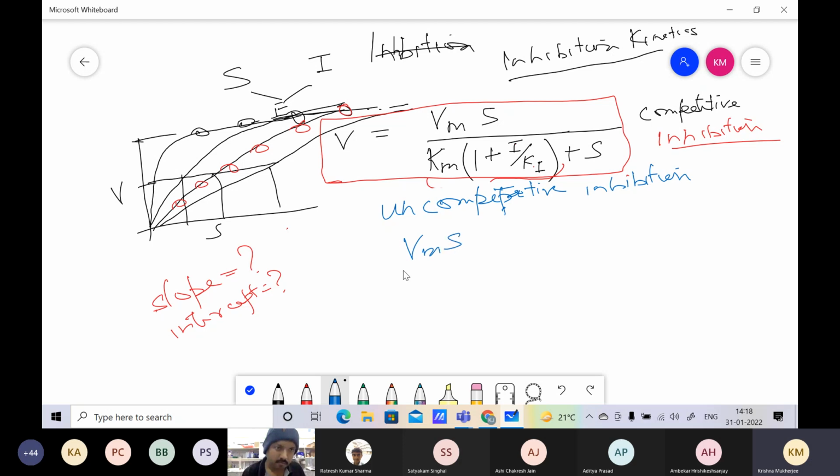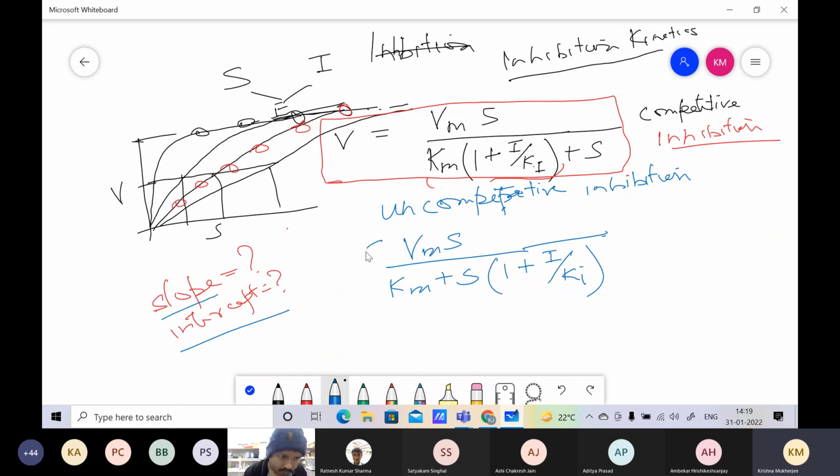Vm S upon Km plus S into 1 plus I by K, let me call it K small i, let us say. This is the kind of formulation this has. Now you have to think about what happens here. Does only Km change, or Vm, or is Km unchanged and Vm changing, and so on. You think about this, and tell me whether slope and intercept are changing or not. So this was very obvious, only Km was changing in the competitive case.